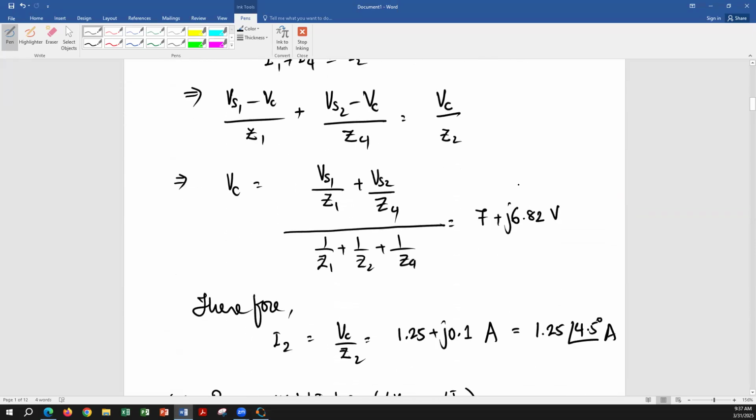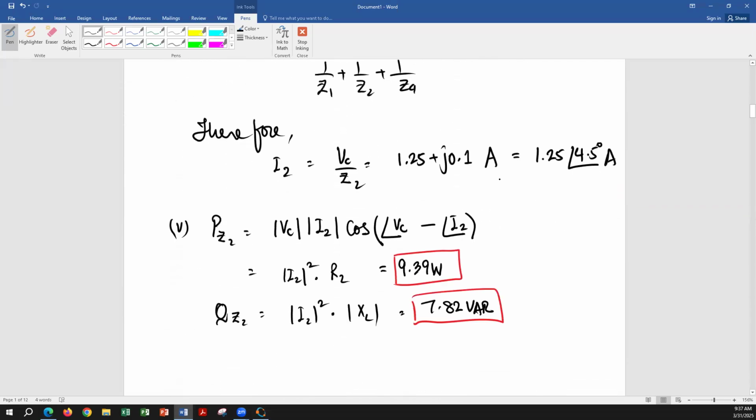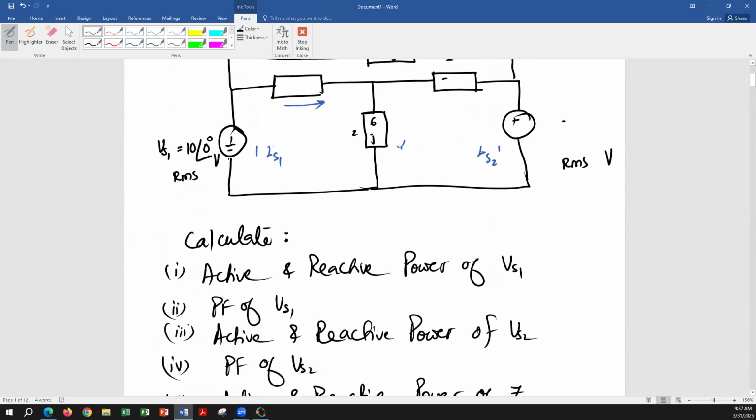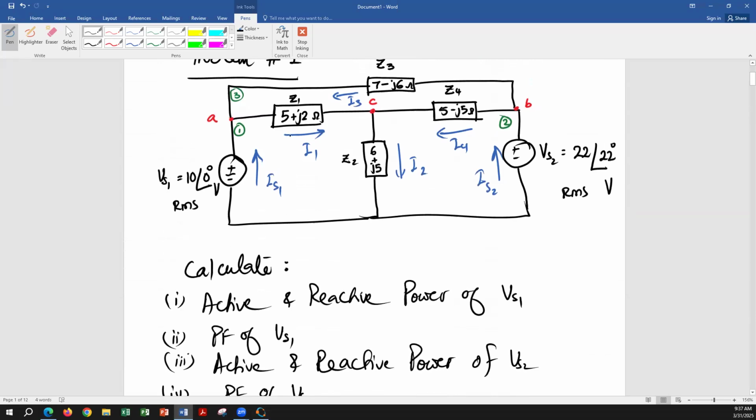Since we had the voltage and current, I just calculated the last one first, because to calculate the current passing through VS1, we still have to calculate this current, and then to calculate this current, we have to calculate I4. So we have to calculate now I1, I4, and I3 in order to calculate the currents of VS1 and VS2. So let's go ahead and calculate I1 and I3 to calculate IS1.